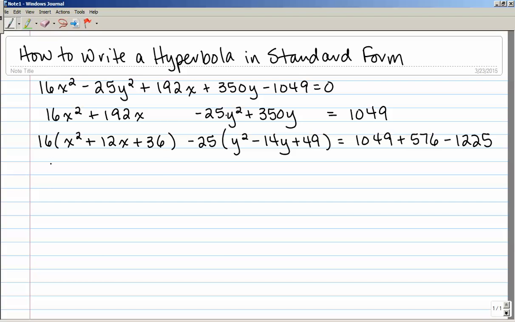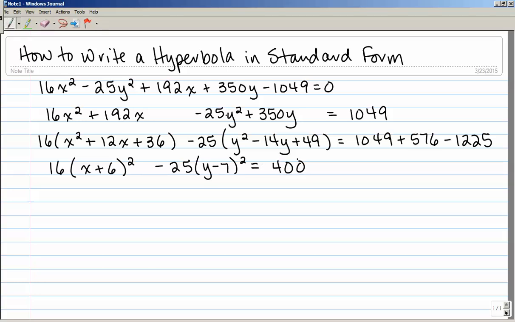So let's go back and let's factor what's in the parentheses. It is a perfect square trinomial, as is this one. Then over here, 1049 plus 576 minus 1225 gives me 400.